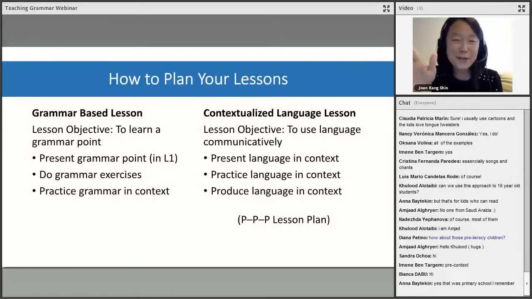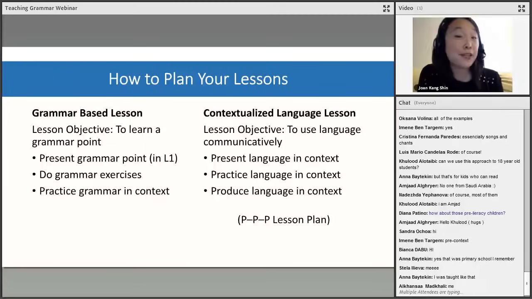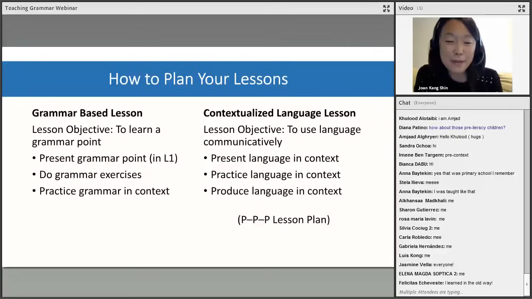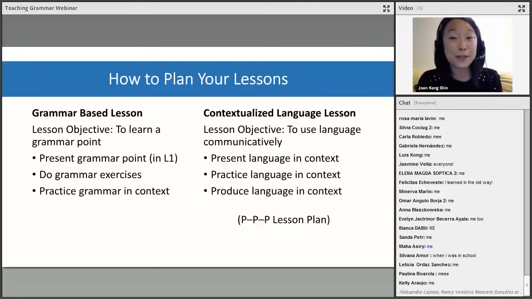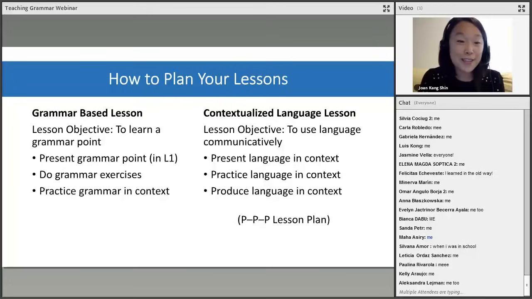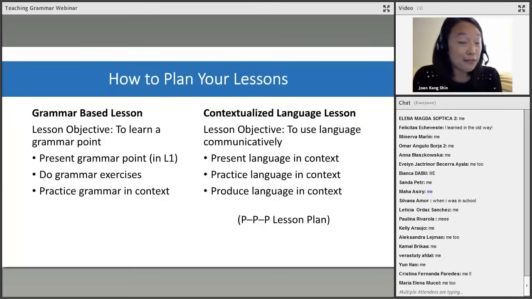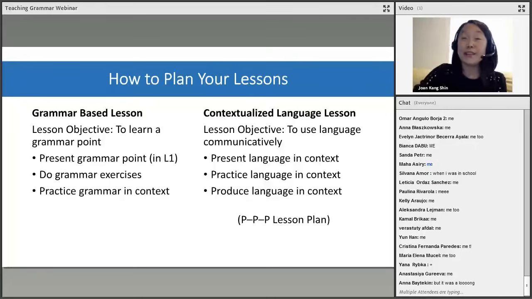How many of you learned English or learned grammar in this way? Anna says, yes, that was primary school. I remember, I was taught like that. Me, me, me. Yes, everyone, right? Me too. When I was learning foreign languages, that's exactly how I learned it, right? I learned how to conjugate the verb to be, you know? And then what? Can you use it in a sentence or could I use it if I was talking to somebody else?